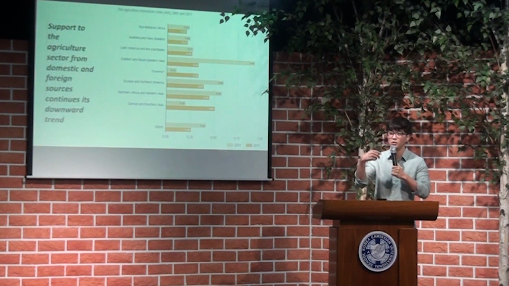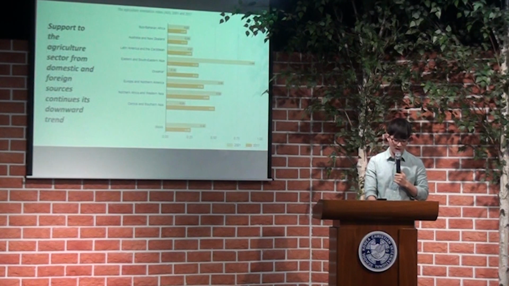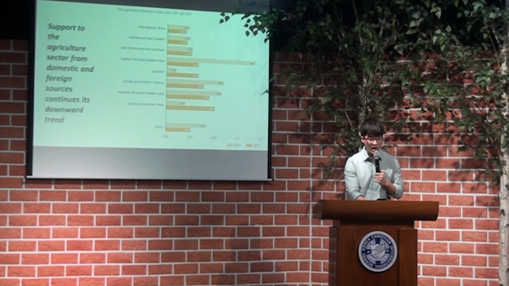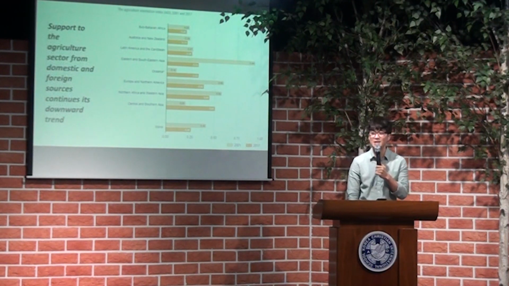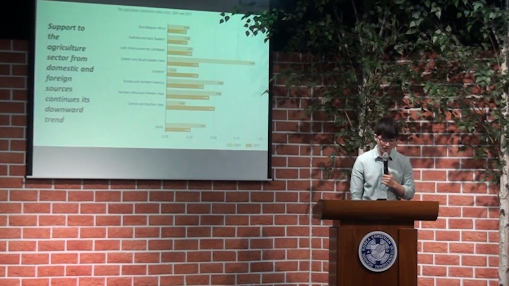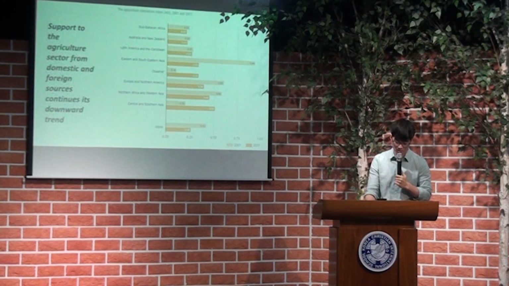So, over and over again, Sub-Saharan Africa seems to be the major problem or concern. Sub-Saharan Africa needs a lot of attention from the rest of us. So, the aid to agriculture is only a fraction of what it was back in 1980. And this is also becoming a big concern.